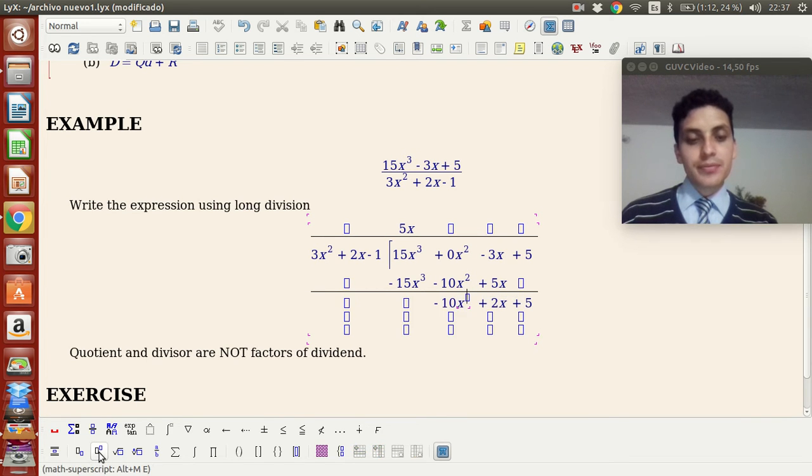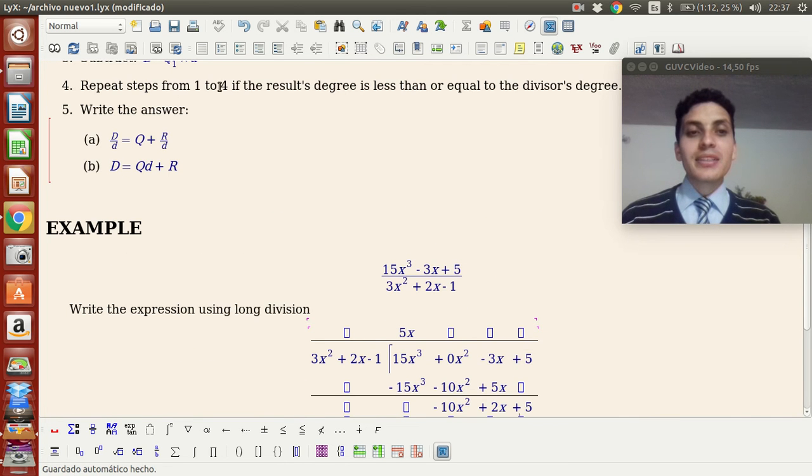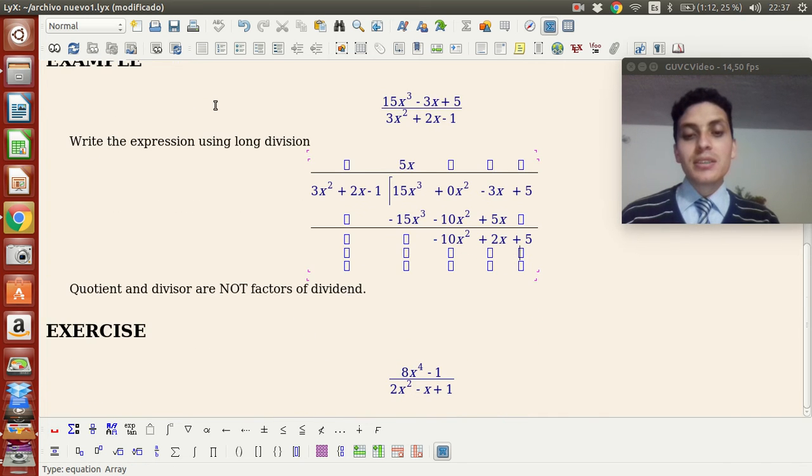10x squared. Okay. Now, the next part of the process is to check if we can apply step 4. Repeat steps 1 to 4 if the degrees are equal or the degree of the remainder is greater than the degree of the divisor. So look, the degree of this polynomial is 2 and the degree of the divisor is 2, so we have to repeat the steps. Okay, we have to buy another sandwich.